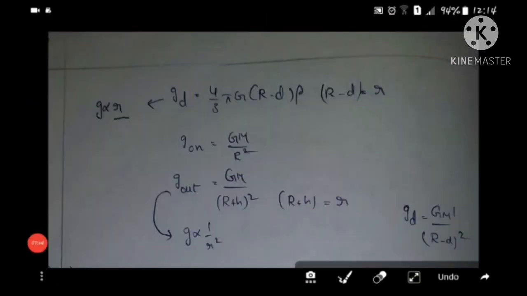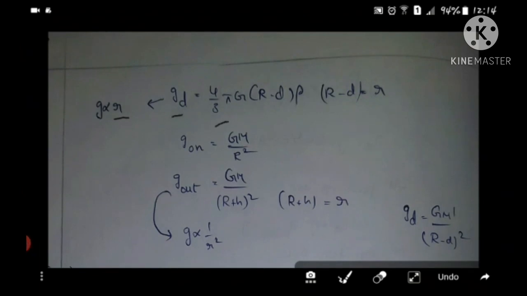Then the graphical representation of g. Here in this graph, this axis is acceleration due to gravity, and this axis is distance of point from center of earth. Here to here it is inside of the earth, this is on the surface, and this is out of the surface. Out of the surface, g is proportional to 1 by r square, and inside, g is proportional to r.